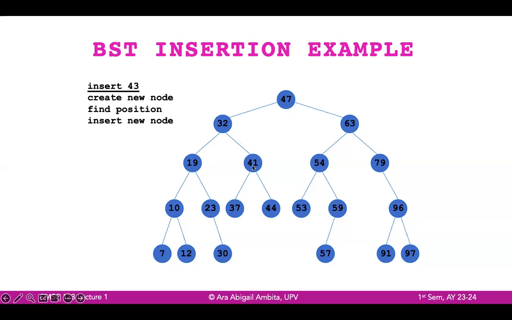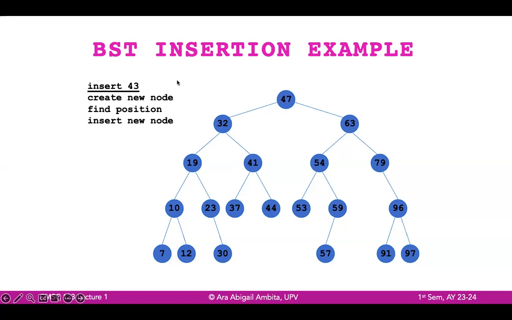And this is true for every other node in the tree. So for example, let's look at node 96. As you can see, 96 has only children 91 and 97. So on the left of 96 is 91, on its right is 97, and the right is always greater.